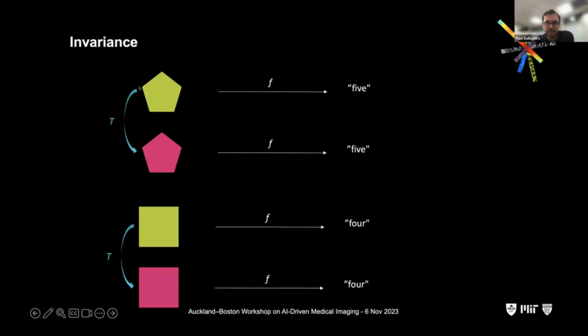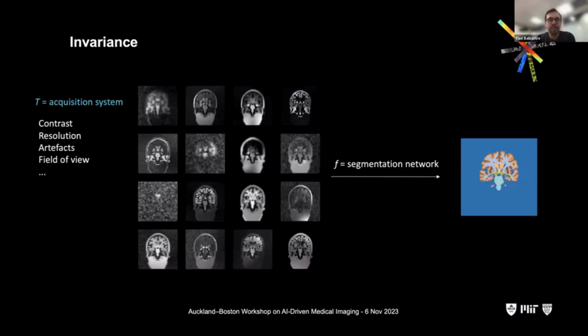So invariance means that if we have a function that in this case counts how many sides we have in a shape, if we change the color, we don't want the answer to change. So we want this function to be invariant to color change. If we translate that to medical imaging, it means that if we have different contrasts or different resolution or different artifacts, we still want our segmentation network to give us the same answer up to uncertainty.